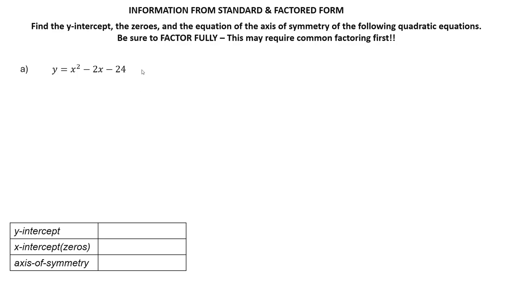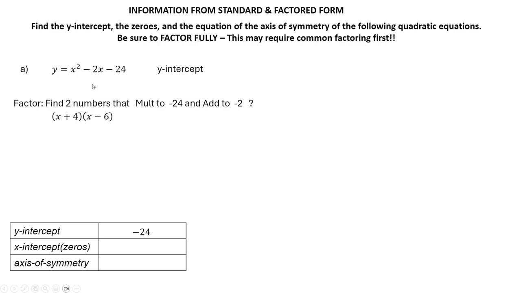Figuring out the y-intercept is quite easy. All we need to do is look at this value right here, and this becomes our y-intercept. Now, to figure out the x-intercepts, we need to factor this. There's no greatest common factor that we can use to reduce it any further, so we'll go straight to the product-sum method. We're looking for a pair of numbers that multiply to negative 24 and add to negative 2. Those numbers just happen to be 4 and negative 6.